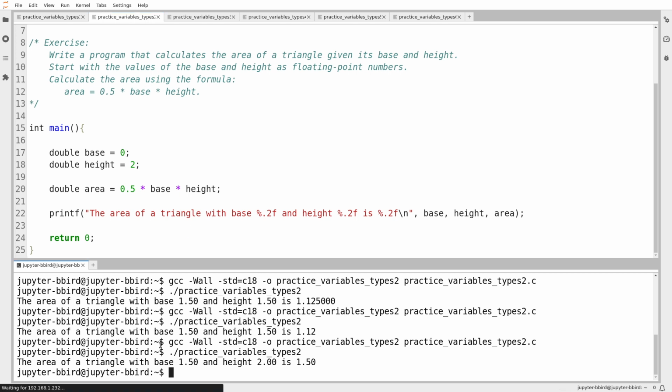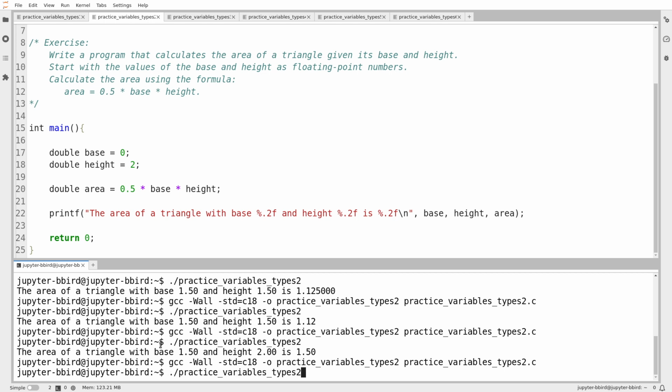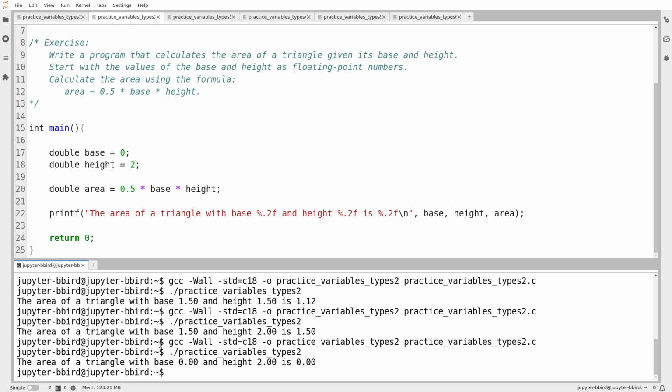So here I'm going to try a base of 0. In my opinion, with my math background, I think that a triangle is allowed to have a base width of 0. Similarly, it's also allowed to have a height of 0, but it can't go negative. So I'll try a height of 0. And I expect this to come out with an area of 0. And it does.